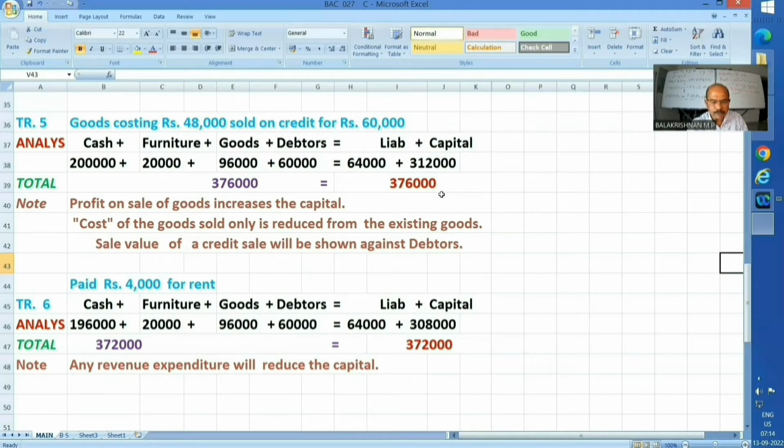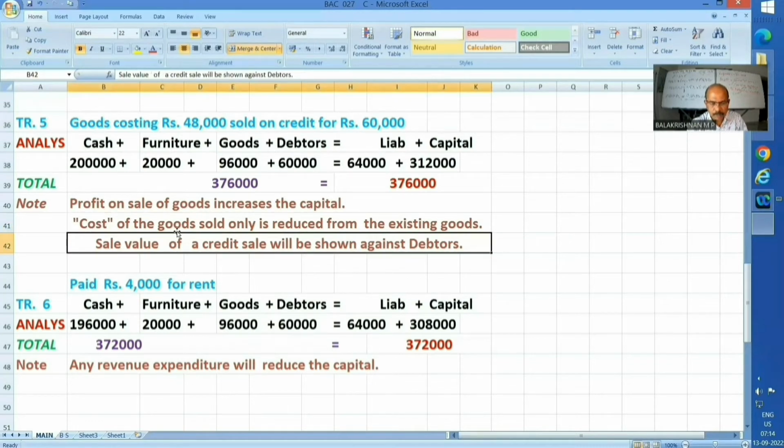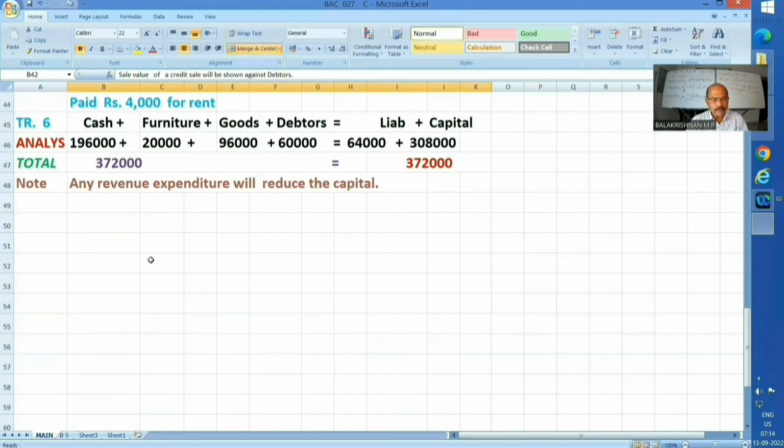So what's the conclusion we have drawn? Profit on sale of goods increases the capital. Cost, I repeat, cost of the goods sold only is reduced from the existing goods. Sale value of a credit sale will be shown against debtors. Okay. Now, next one. Transaction number 6. This is the last one.